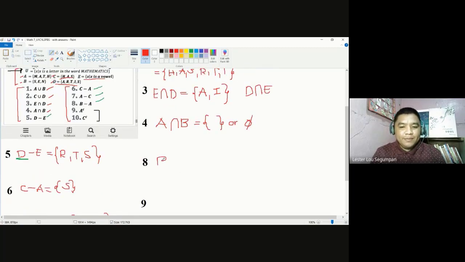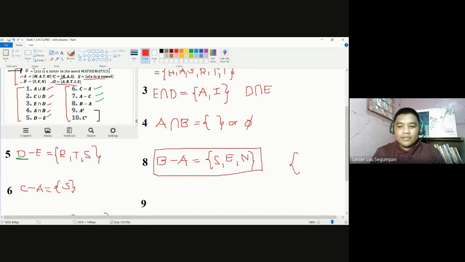Number 8 is B minus A. B is the set containing S, E, and N. Next is to remove the elements that can be found in A. M, there's no M. A, there's no A. T, there's no T. H, there's no H. That would mean no element will be removed here. The correct answer for number 8 is already this.